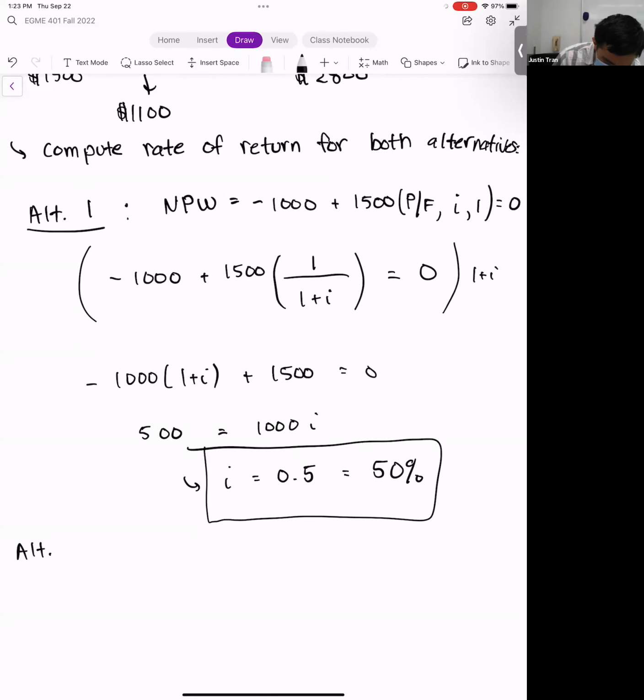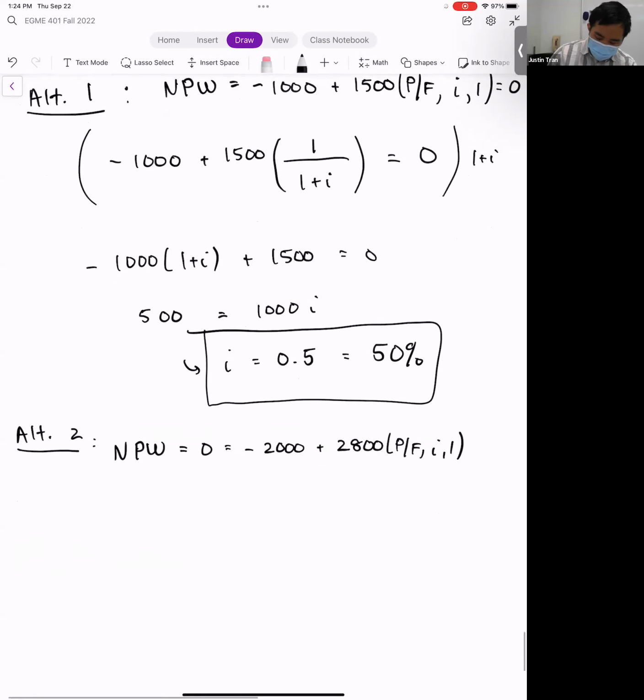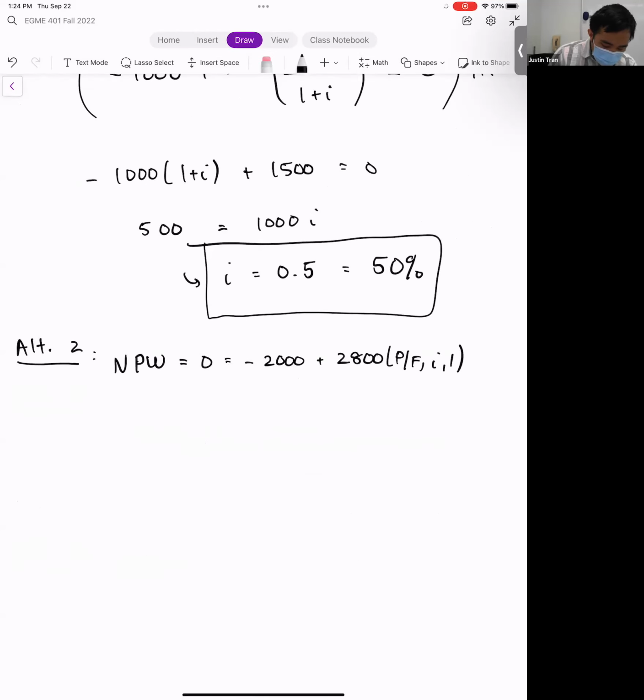Okay, so let's do the same thing for alternative 2. Right, so we do the same thing. We're going to compute the net present worth, set it equal to 0. But for alternative 2, we have a minus 2,000 plus 2,800 P over F, I, 1. And then we're just going to repeat the calculation. And so I'm just going to go a little bit fast here.